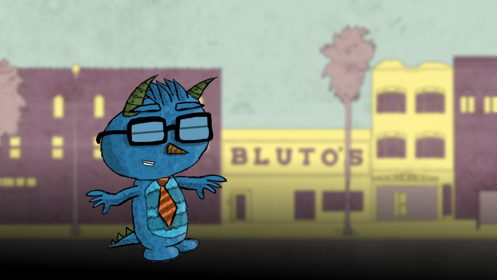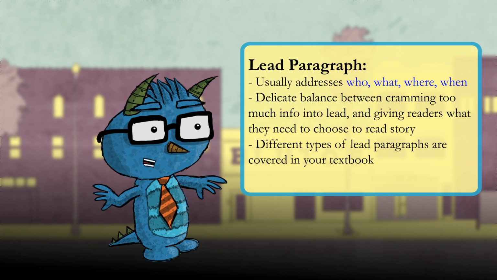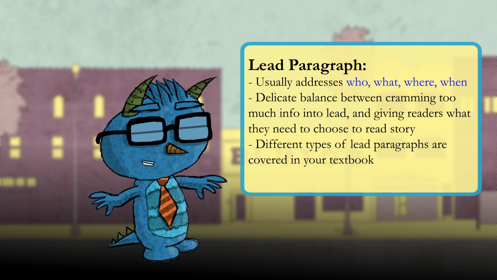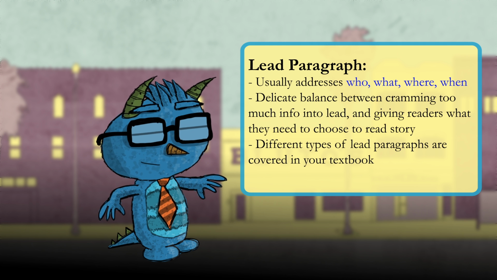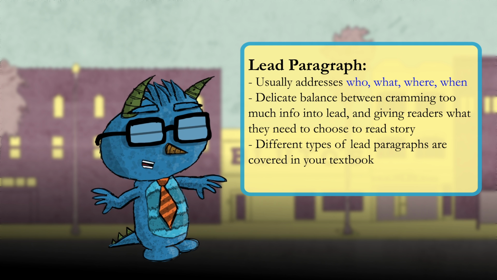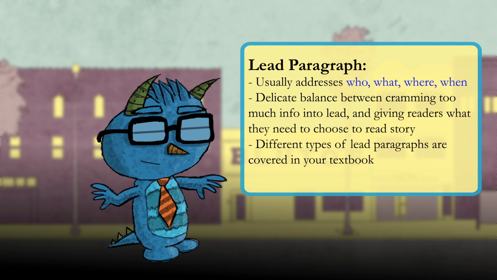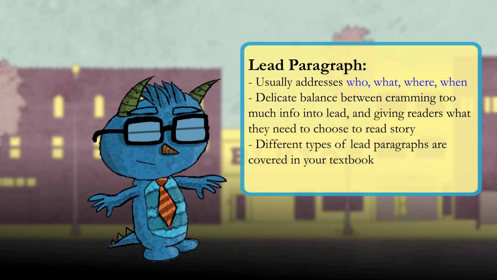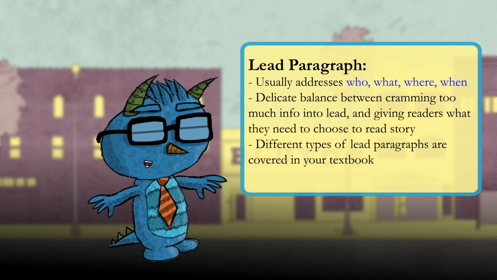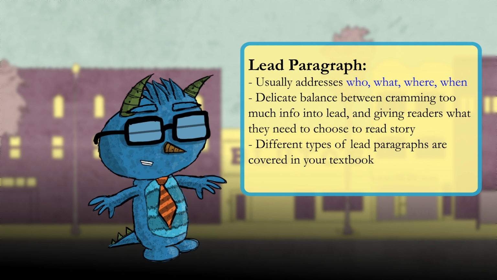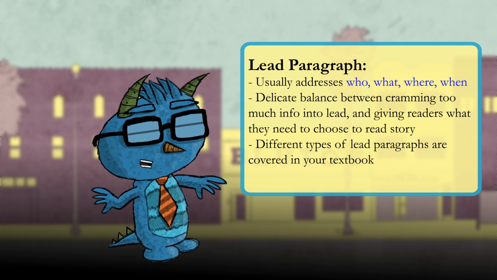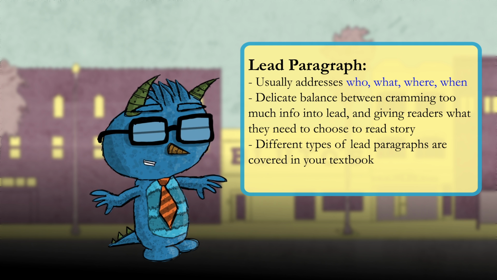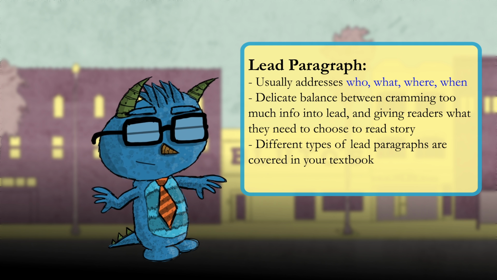Of nearly equal importance in your stories is the lead paragraph. This is generally called the lead. This paragraph usually addresses at least 4 of the 6 questions in your story: who, what, where, and when. There is a delicate balance to handling these in the lead paragraph. You don't want to cram the lead paragraph with too much information, yet you want the reader to have a sense of the answers to these questions in the first paragraph.